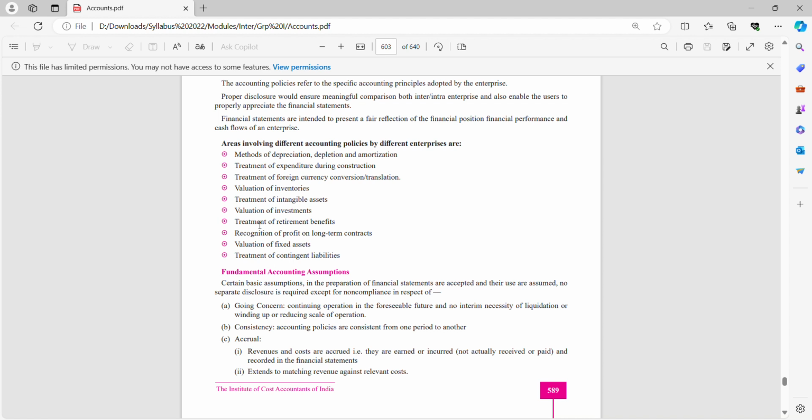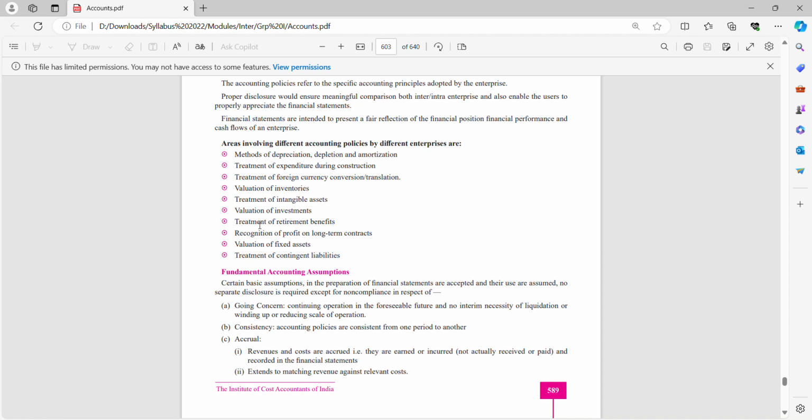Then treatment of expenditure during construction. Suppose I'm performing construction activity, different methods I can follow for recording construction expenditures. Treatment of foreign currency conversion or translation, valuation of inventories, treatment of intangible assets, valuation of investments, treatment of retirement benefits. So these are the list of areas wherein I can have different accounting policies.